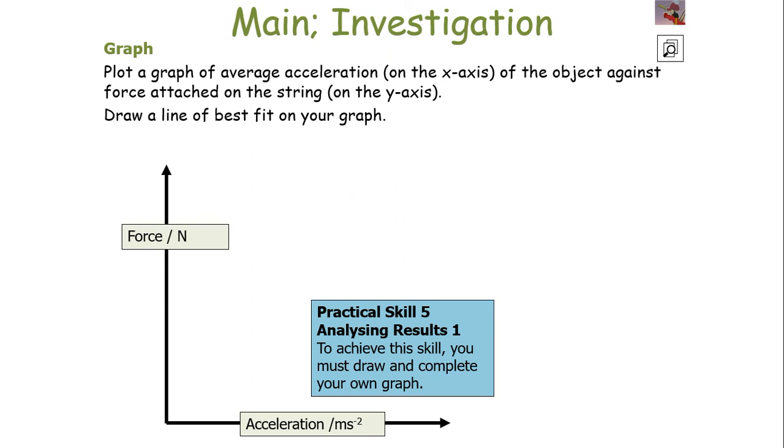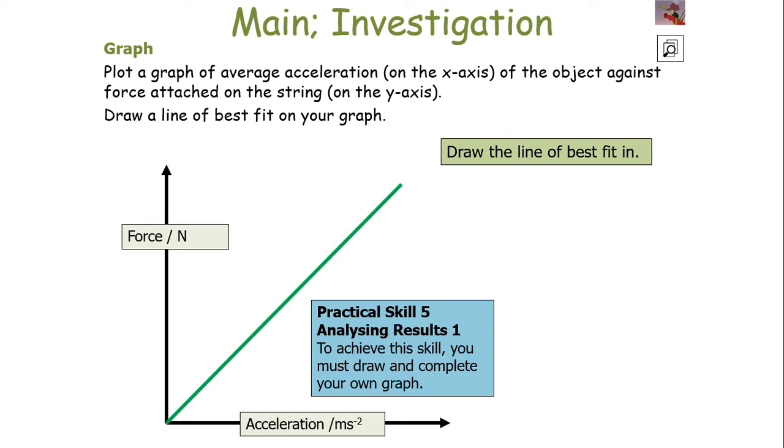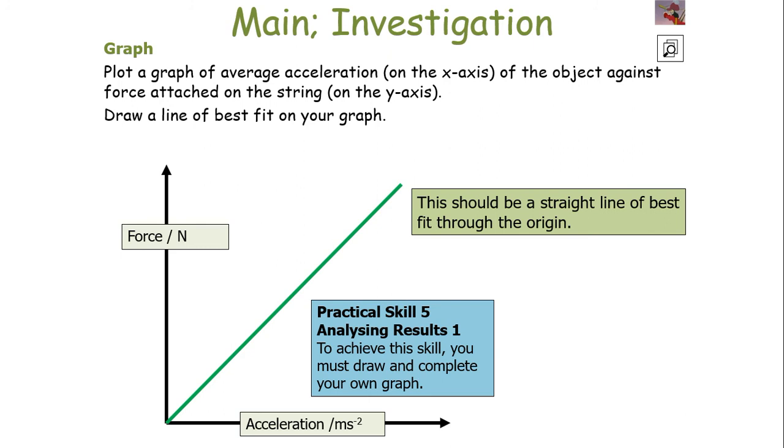Now, once you've done that, you should plot the average acceleration on the x-axis and the force attached on the string on the y-axis, and draw a line of best fit on your graph. Now, in theory, as you're doing this, you should get a straight line through the origin, because the two factors, resultant force and acceleration, are directly proportional to each other.